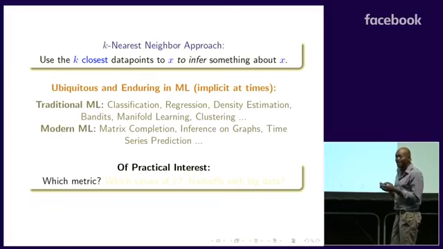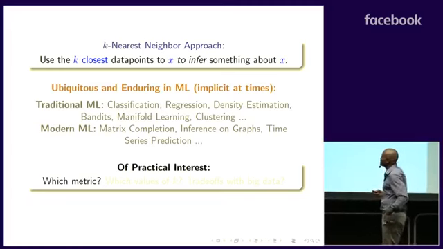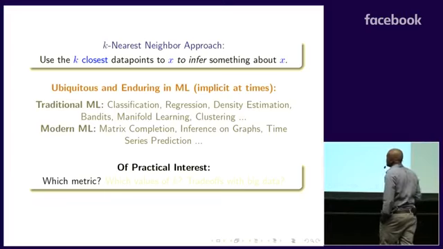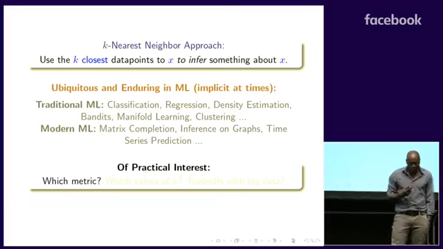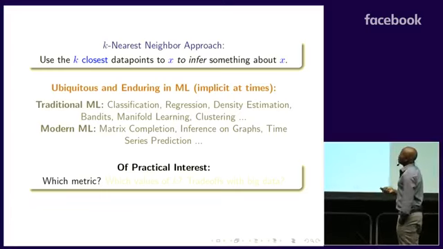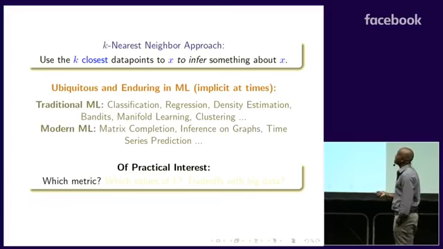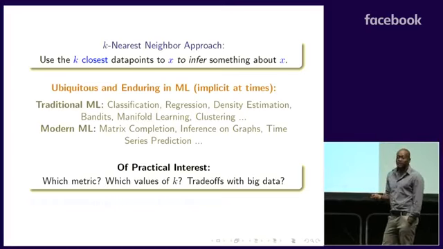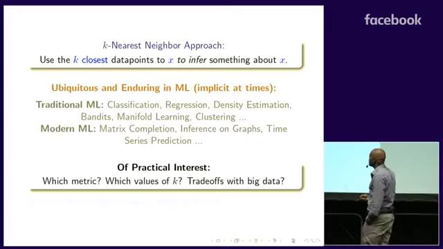But we'll try as much as we can to give such a sense. In modern machine learning, you have problems such as matrix completion that use nearest neighbors, inference on graphs and such things. So it's of practical interest. And one of the first basic questions one might ask is, what do we even mean by closest? Which metric and how many nearest neighbors should we be using? So that's the most basic question. And much of the recent work tried to address such questions.